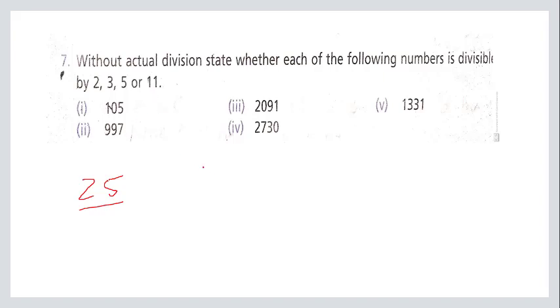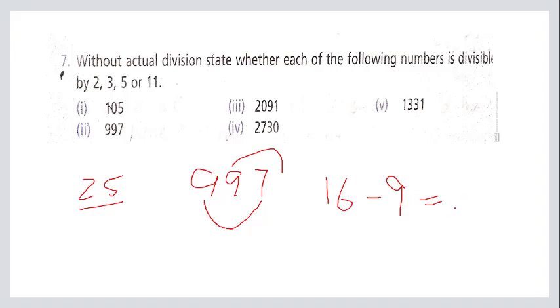Now we look at 11. For the test of 11, 997, what do we do? We add alternate digits. We will add this 9 with 7. So 9 plus 7 is 16. And then 9 plus nothing. Here we have no digit, so we will only count this 9. So 16 minus 9, and we get the answer 7. Now this is neither 11 nor 0, so 997 is also not divisible by 11. So in the solution of 997, we will write that it is not divisible by 2, 3, 5 or 11. This number is not divisible by any of the numbers mentioned in the question.